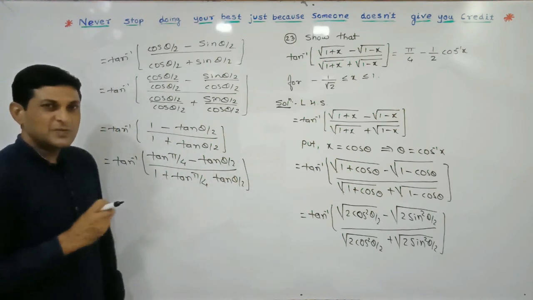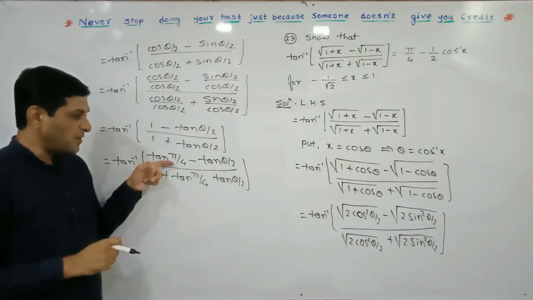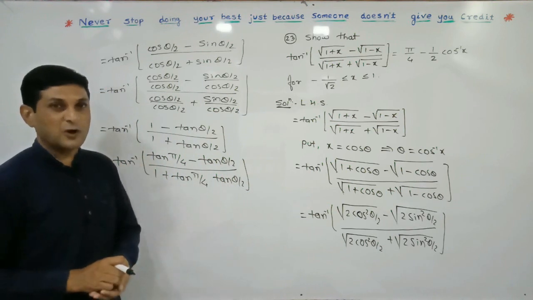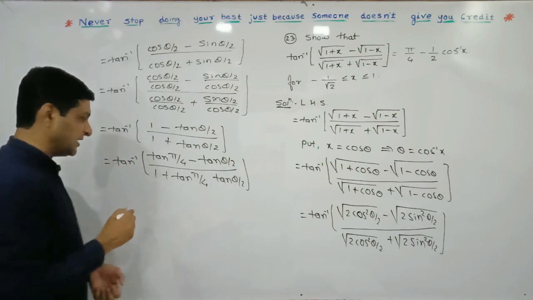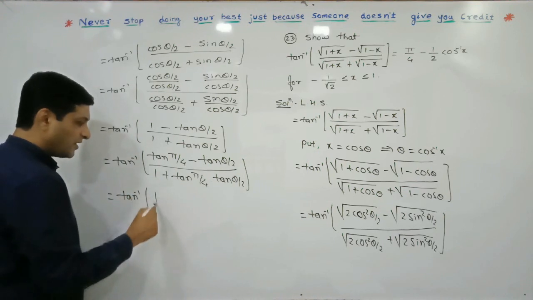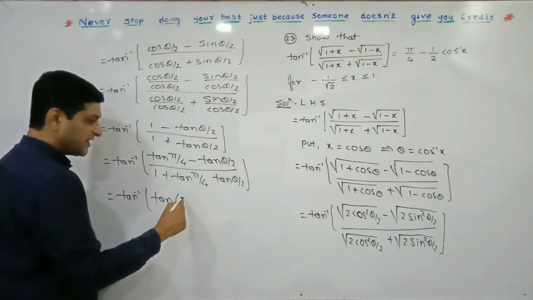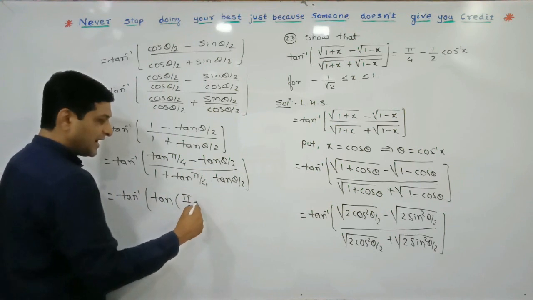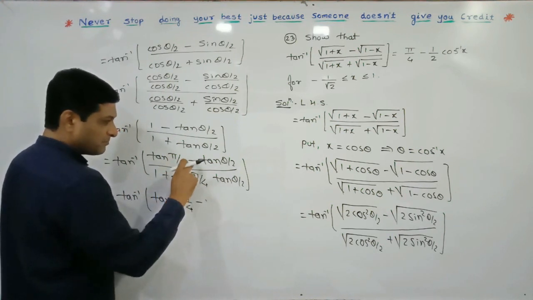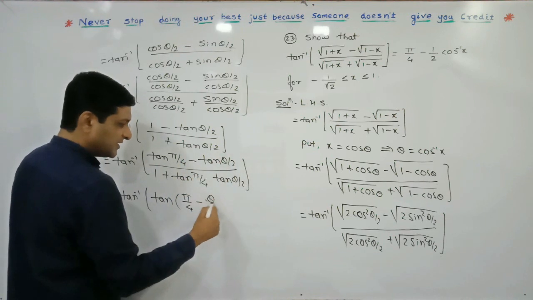Okay, so we are trying to arrange the term in the form of tan A minus tan B upon 1 plus tan A into tan B, which is nothing but the formula of what? Tan A minus B. So this term can be replaced by tan A minus B. What is the value of A here? Pi by 4, and B is what here? Theta by 2. Tan A minus B, where B is theta by 2.